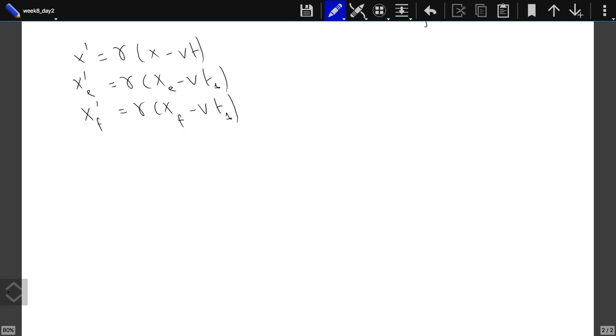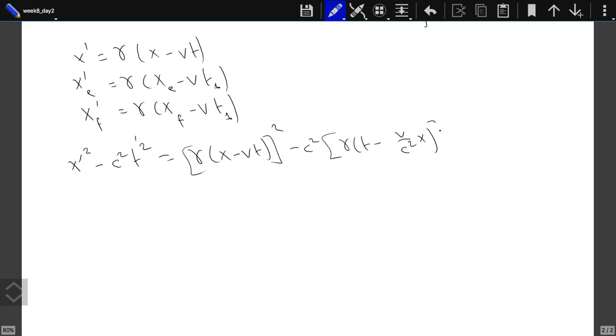Let's look at one thing. Let me calculate this one. Why I calculate that one will be apparent in a moment. Well, this is equal to x prime is gamma (x minus vt) squared minus c squared (t prime is gamma (t minus v over c squared x)) squared.